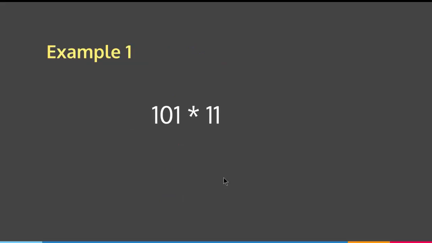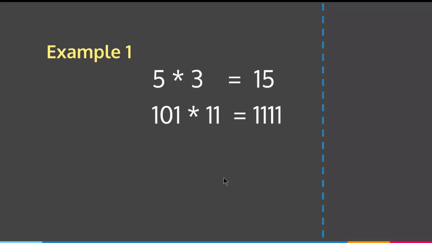Okay, so let's say we are multiplying 101 by 11. So that is 5 by 3, which equals 15. And 15 in binary is 1111. So let's see if we will get that. Okay, so we are multiplying 101 by 11.